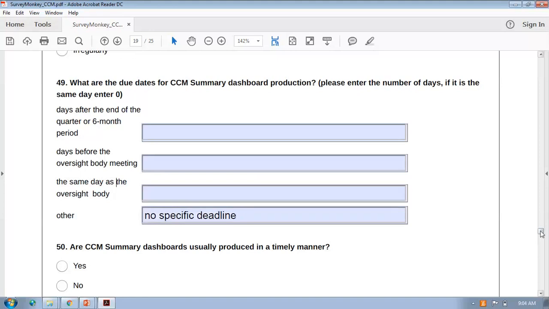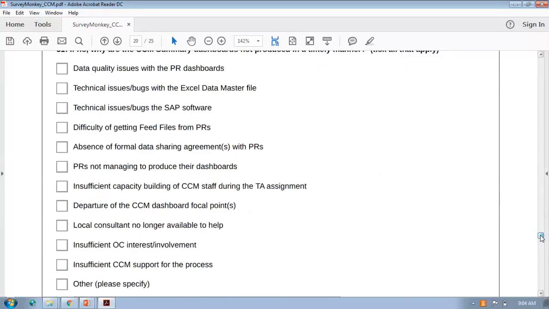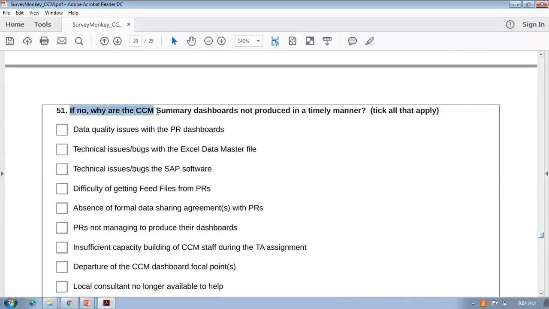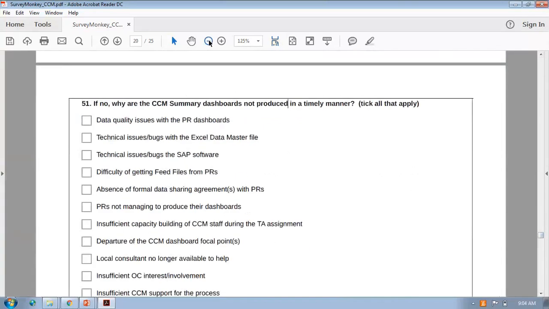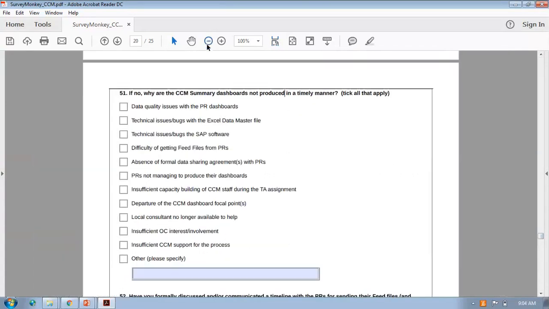Another tricky question is, let's see, question 51. Now, question 51 is really a discussion question. This is where you're trying to find out what is the problem with producing the CCM dashboard on time. And so you need to think of a way to ask this question to get the person talking. For example, you've said that you've had trouble producing the CCM summary on time. Can you tell me some of the reasons why you think this is happening?